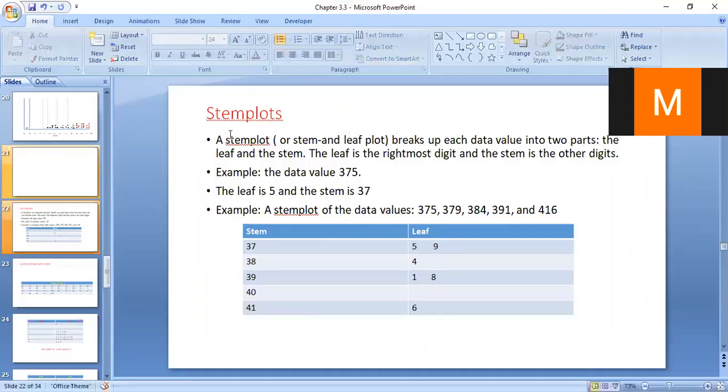Any question about the stem block? You just write only the number on the right as the leaf, and the other is the stem. Any question? If you don't have a question, we have a 10 minute break and come back at 11:10.